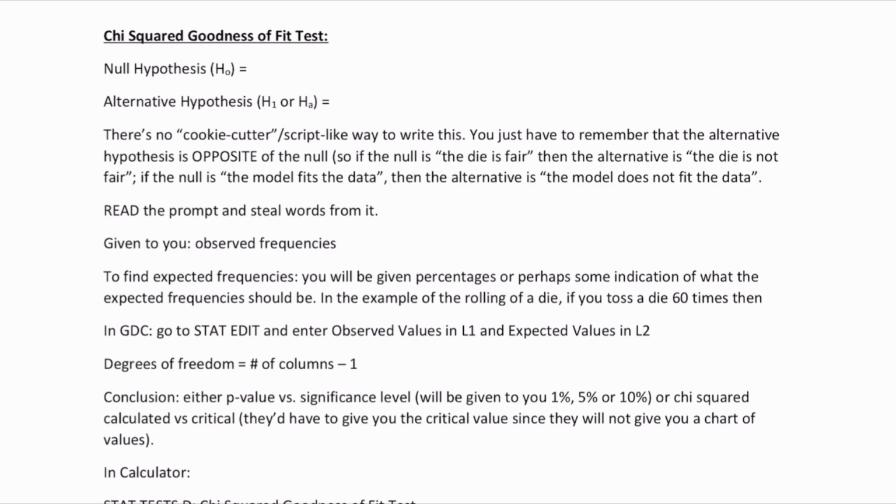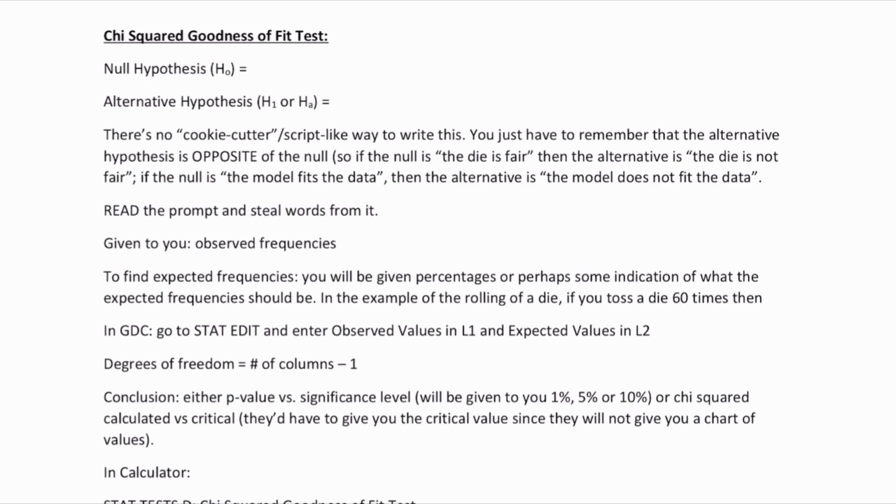So there have been questions where you were trying to determine whether or not the die you were rolling is fair. In that case, your null hypothesis could have been the die is fair, and the alternative hypothesis is that the die is not fair. Other times they tell you that you're trying to determine whether this model, let's say a normal distribution or a binomial distribution model, is a good fit for the data. In that case, you would say the null hypothesis is that the model does fit the data, and the alternative hypothesis would be exactly the opposite, which is that the model does not fit the data.